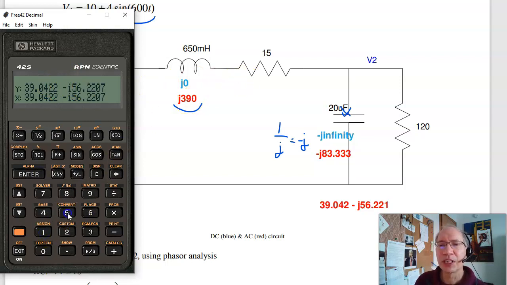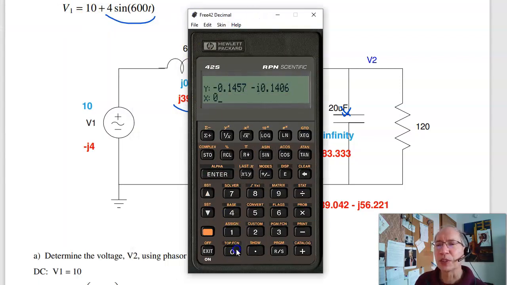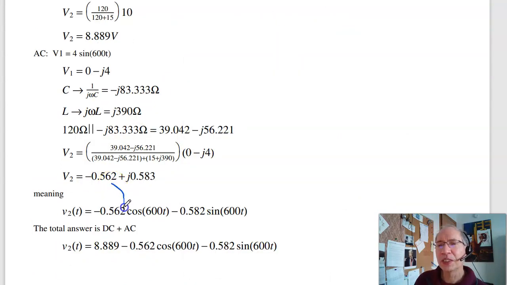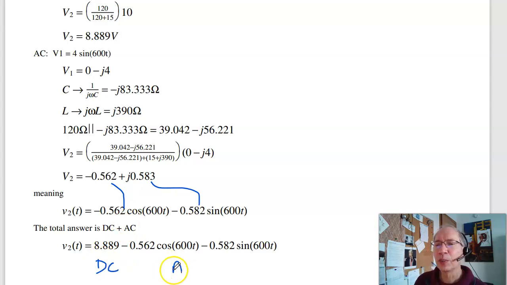Add 15 plus j90, complex. There's the R1, R2, add them together. There's the denominator, there's the numerator. That's why I hit enter like 3 times, make a couple copies. Take the ratio. That times the input. 0, enter, minus 4. There's my output. 0.56 plus j0.58. What that means is 0.56 is cosine, minus j is sine. So there's V2 of t for the AC term. Total answer is DC plus AC.